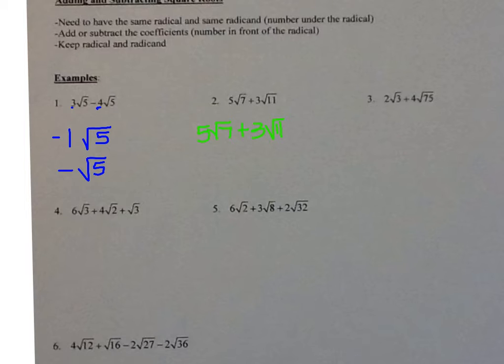All right, next one, number 3. 2 the square root of 3 plus 4 the square root of 75. So not the same radicands. One's a 3, one's the square root of 75. But we can simplify the square root of 75. So what perfect square goes into 75? That is 25.